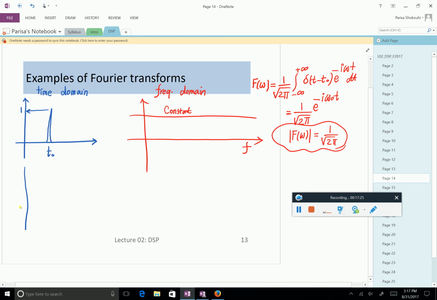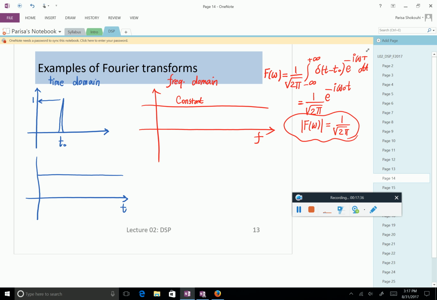What if we have a white noise? What's a white noise? It means that it's just a constant with time. Some people use it to sleep better at night. You can have a white noise generator in the room to sleep better.